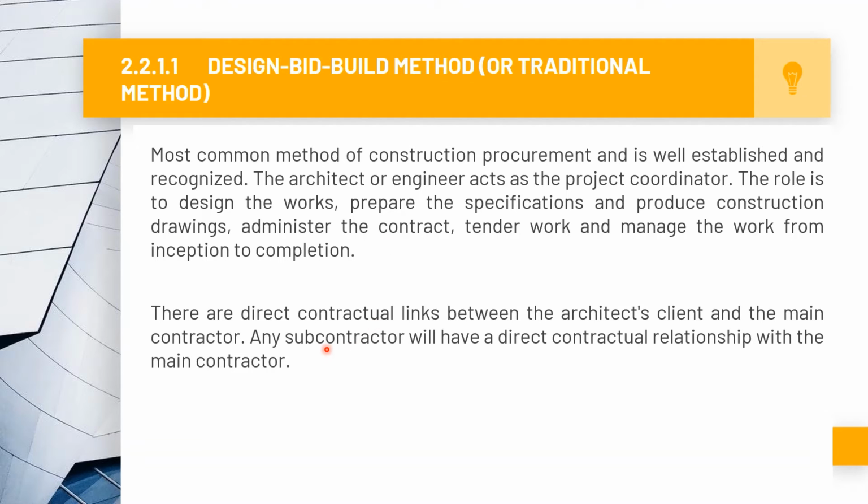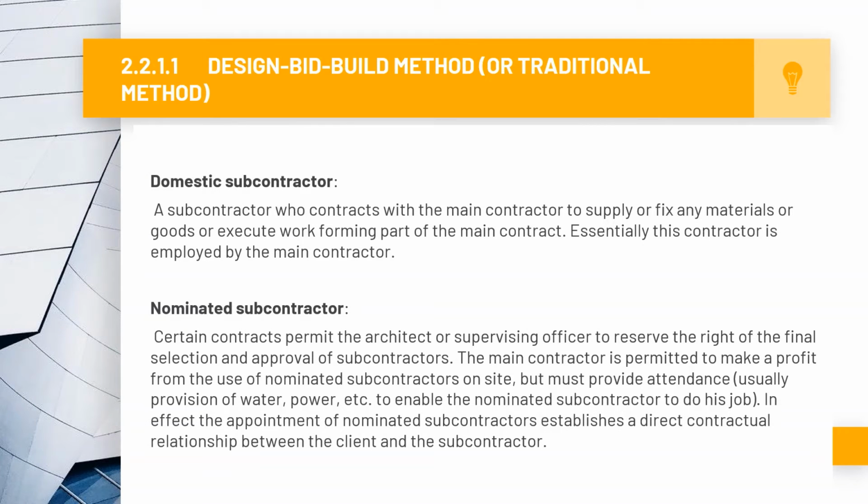There are direct contractual links between the architect's client and the main contractor. Any subcontractor will have a direct contractual relationship with the main contractor. Dalam metode yang pertama ni, kita ada 2 kategori untuk subcontractor, iaitu domestic subcontractor dan nominated subcontractor.